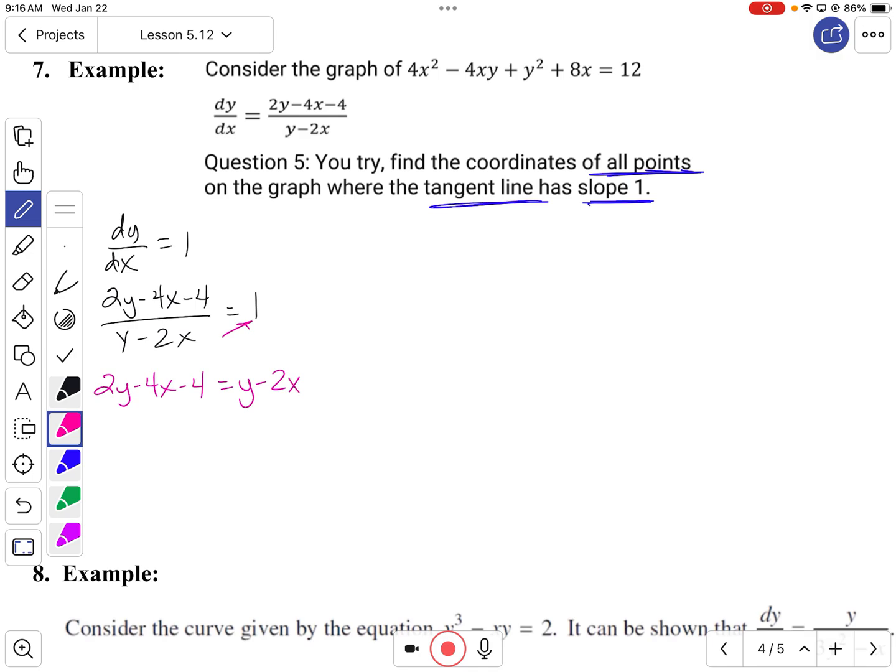Get your y's together, get your x's together. Okay, solve for y. Right. So I'm going to pull the y over first. It's going to give me y minus 4x minus 4 is equal to a negative 2x. And then if I pull the negative 4x and the negative 4 over, that's going to give me y equals 2x plus 4.